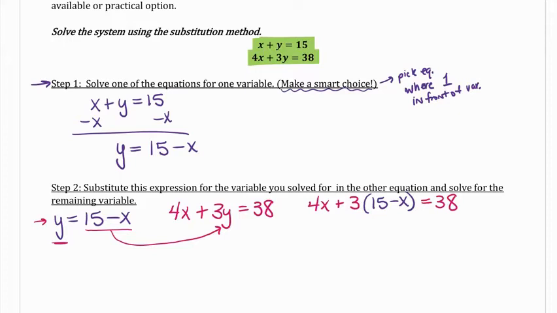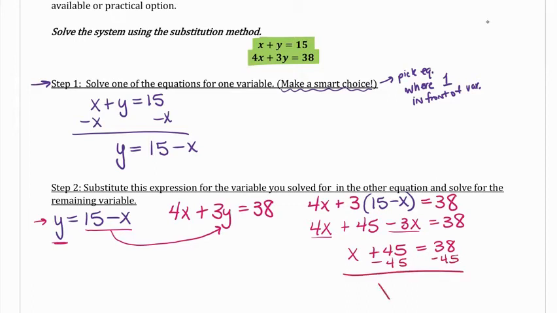So I only have one variable left. I can solve that. So that would be 4x, and I'm going to distribute in my 3. So plus 45 minus 3x equals 38. Okay, then I've got 4x minus 3x. That's just x plus 45 equals 38. And then we're going to subtract our 45. So then our x would equal 38 minus 45, which is negative 7. Okay, so now I've got x equals negative 7. I've got half of my solution. I have the x value.